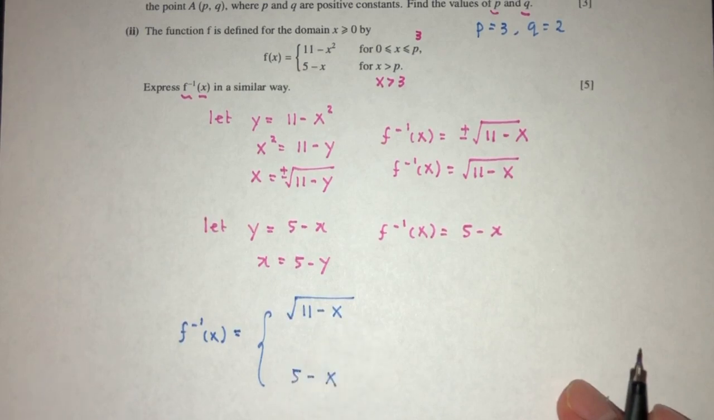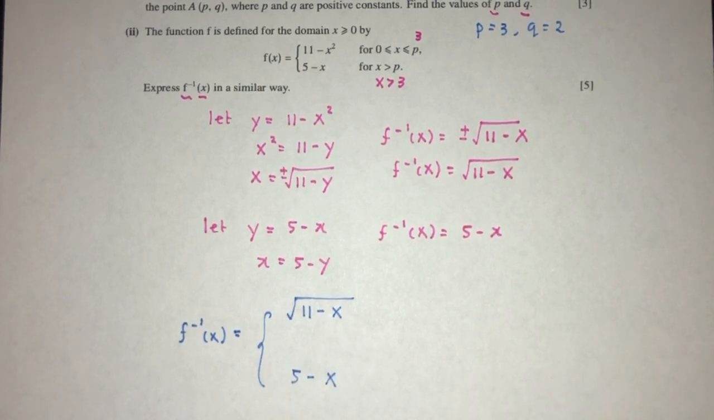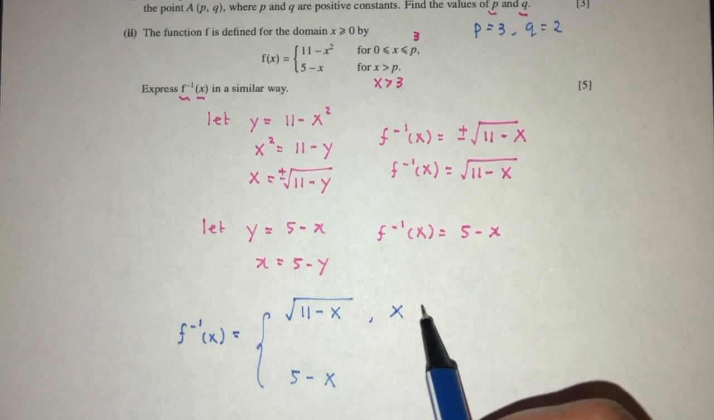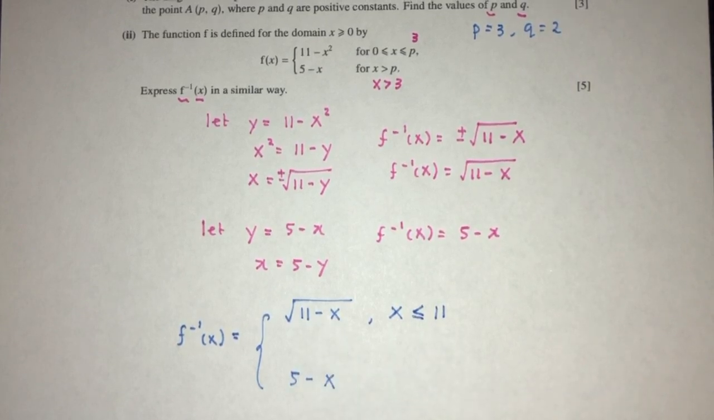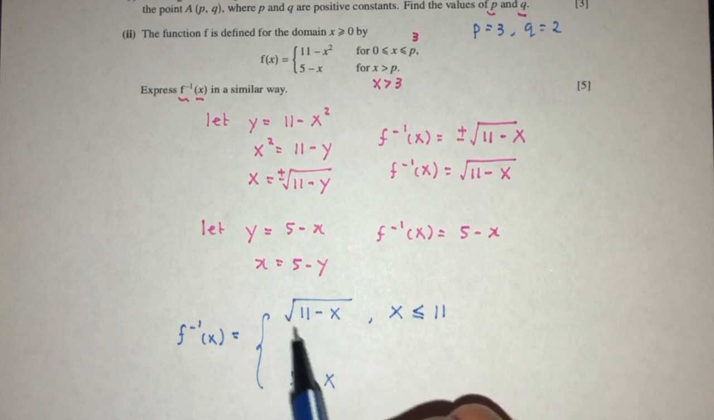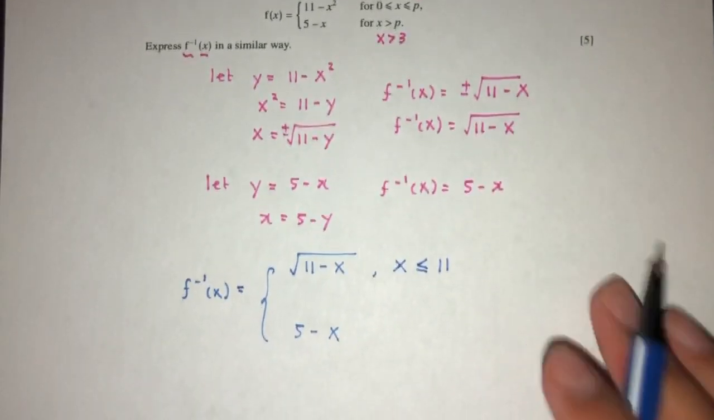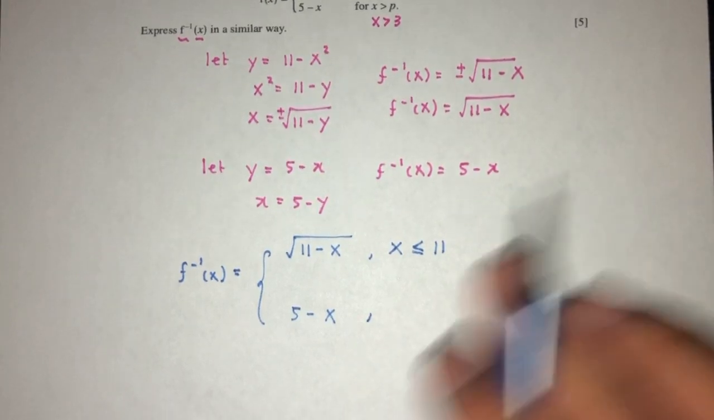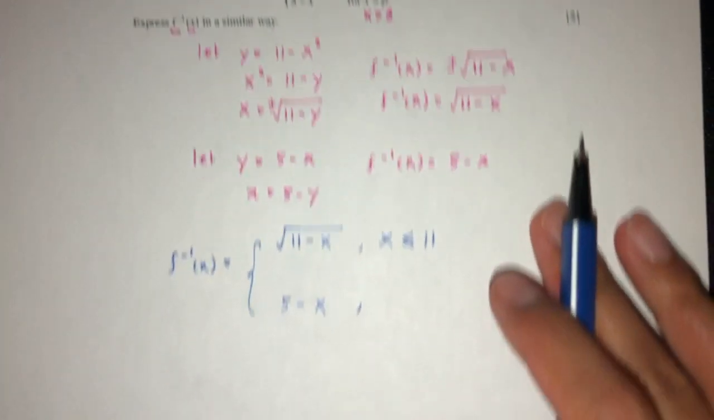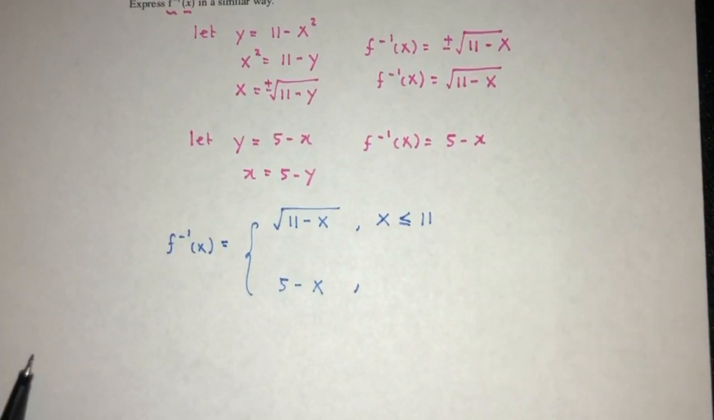Now we have to write the domain of f inverse, so we can use our common sense. As you can see here, the value of x can always be less than or equal to the value of 11, because we cannot do square root of a negative value here. That's the reason why, okay? Because here the value has to be positive, that is why it has to be this value. And here x can be anything. So x, 5 minus x.